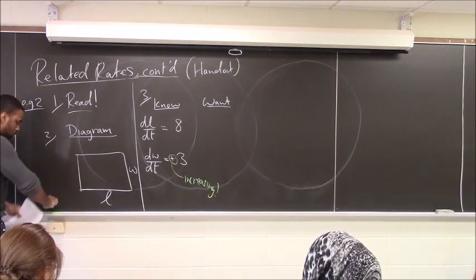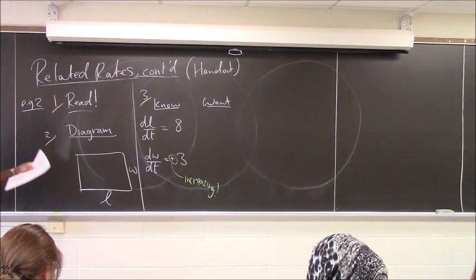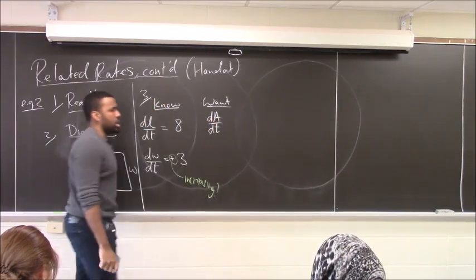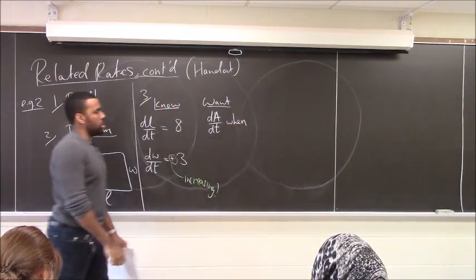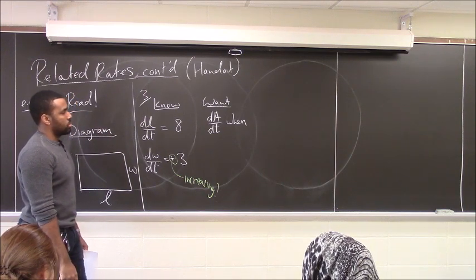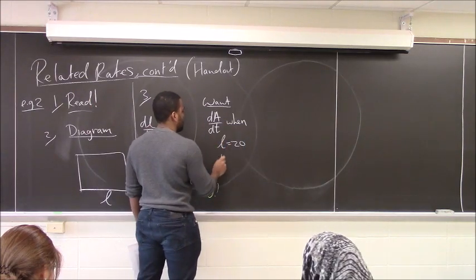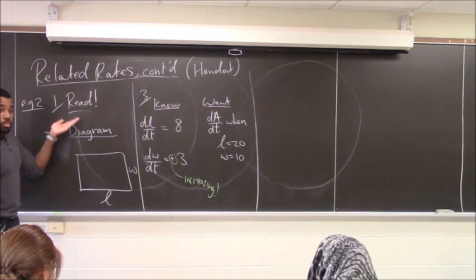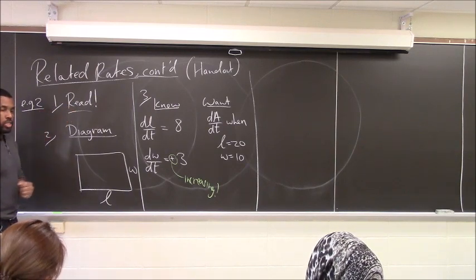All right, so that's what we know. Those are the rates we're told. And what do we actually want to find? dA/dt. So if I let A be the area, I want to find the rate of change of the area at a certain point when what is going on? Then length is 20 centimeters and width is 10 centimeters. Okay. So we've read the problem. Hopefully we've understood the problem. We know it's a related rates and we are gleaning everything about the situation.